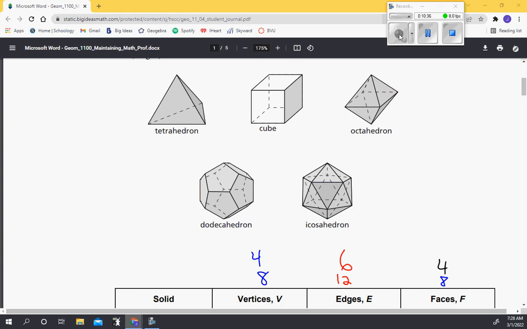Okay. Sorry, I believe I miscounted that. Hold on, let me count these faces again. Top, bottom, side, side, front, and front. So there's 6 faces on a cube, just like a die, right? A die is a cube. 6 faces.